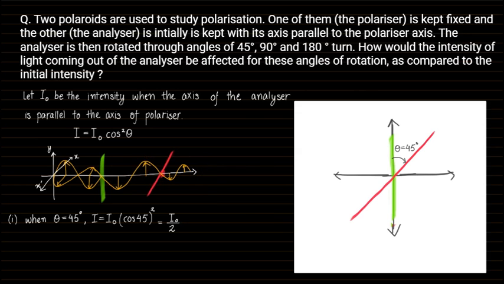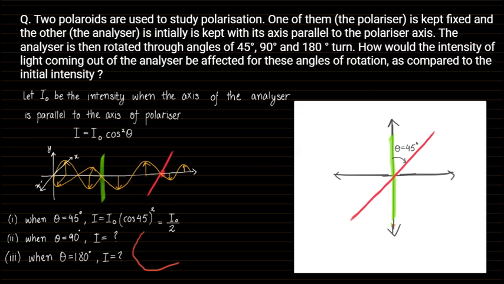Fine. This is when the angle is 45 degree. Similarly, you can try for 90 degree and 180 degree. You can take these two as your homework. Theta is 90 and theta is 180. Just substitute the angle here and find out the intensity. I'll just write down the answer.